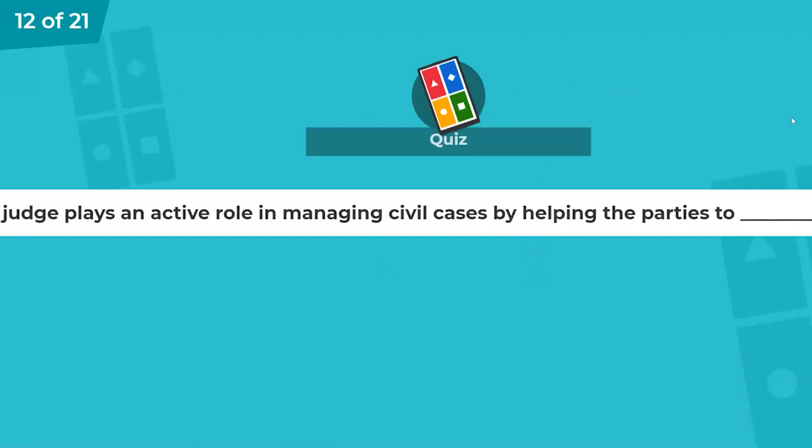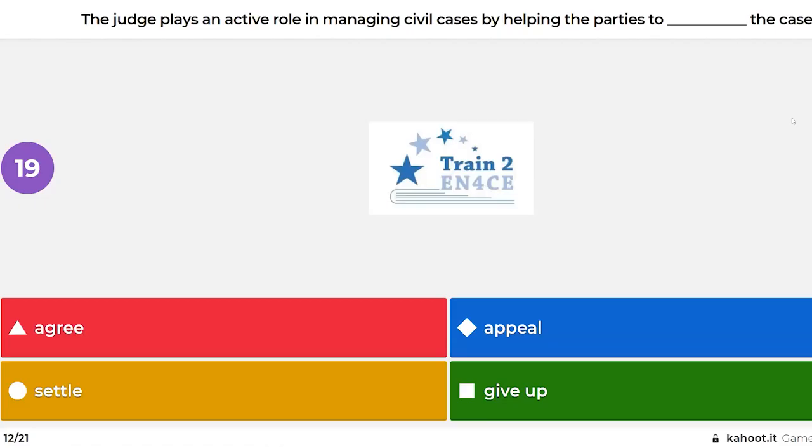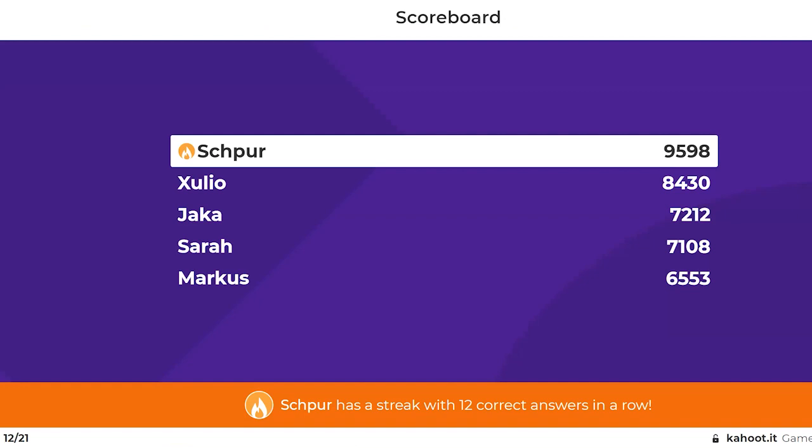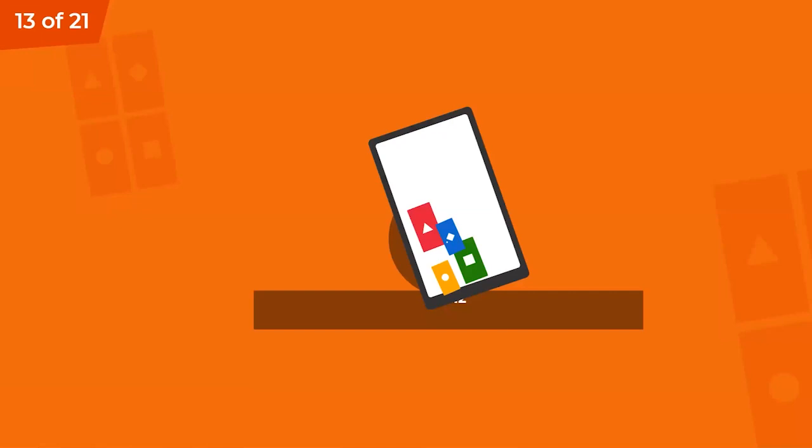The judge plays an active role in managing civil cases by helping the parties do something the case. To agree the case, to appeal the case, to settle the case, or to give up the case. Of course, settle the case is the correct answer. Almost no change. Marcus and Sarah changed places.